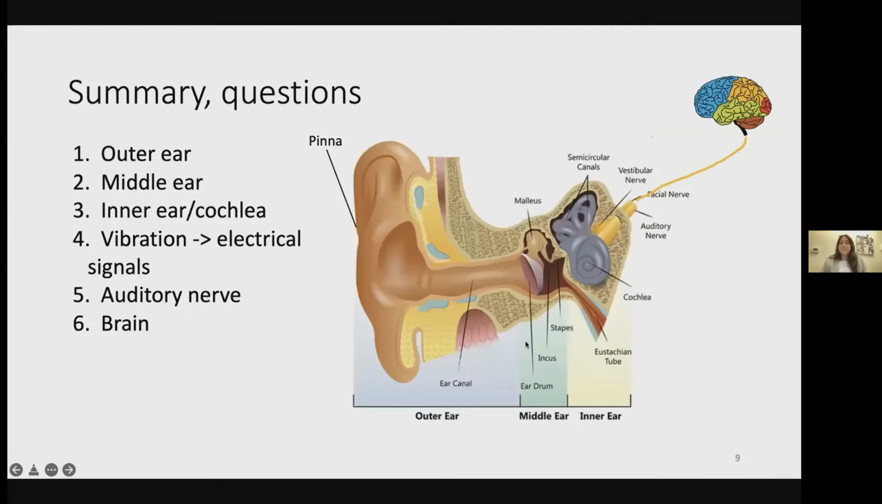So in summary, the sound enters the outer ear, the eardrum vibrates the bones in the middle ear, which causes the fluid and hair cells in the inner ear to vibrate. These vibrations cause electrical signals. The signals travel through the auditory nerve up to the brain, and the brain makes meaning of the sound. In a nutshell, crystal clear.